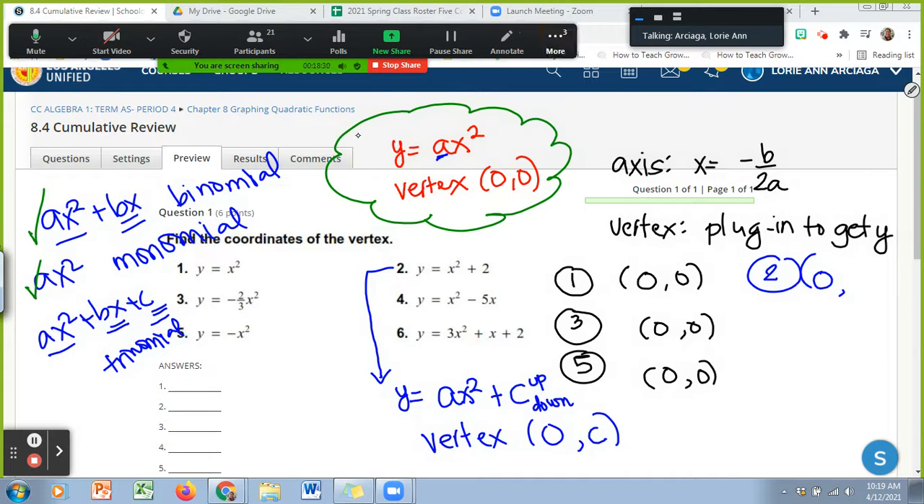2. Very good, Cicely. That's awesome. 2. Perfect. So, yeah. So every time you see a quadratic function that only has 2 terms and you have a constant, yes, that's going to be the y value of your vertex. The x value remains 0.